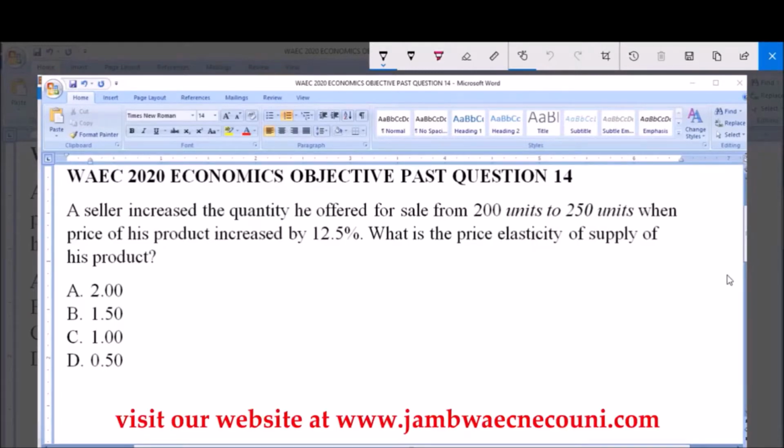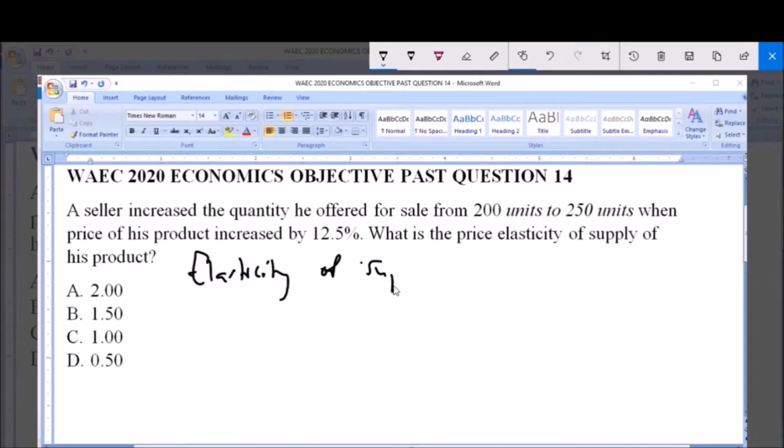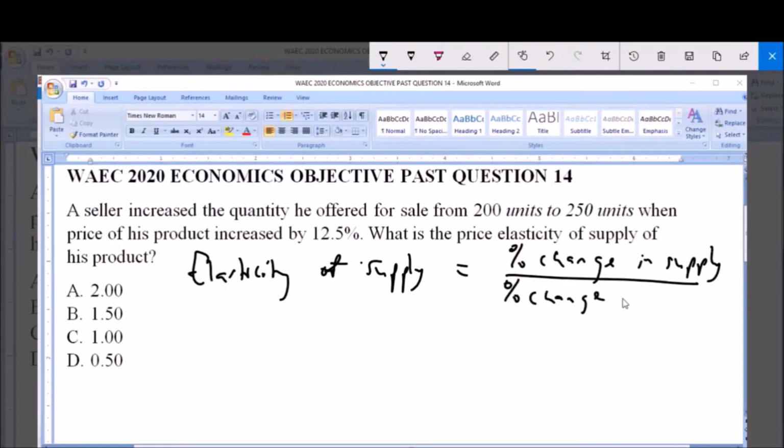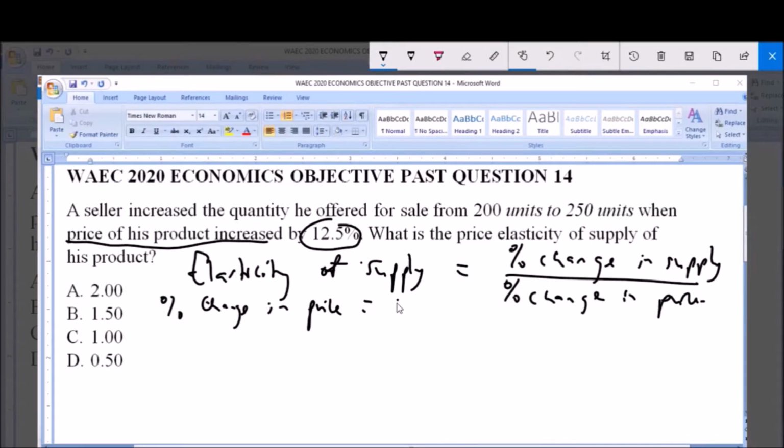Now, elasticity of supply is given as percentage change in supply divided by percentage change in price. From the question, the price of his product increased by 12.5%, so the percentage change in price is 12.5%. In order to get our elasticity of supply, we need our percentage change in supply.